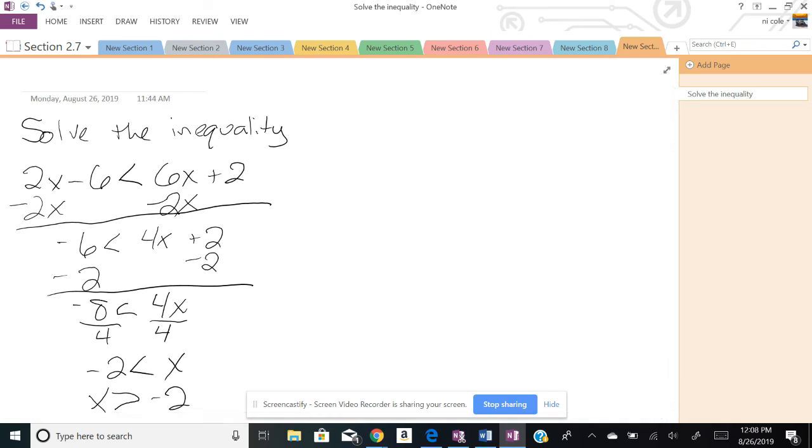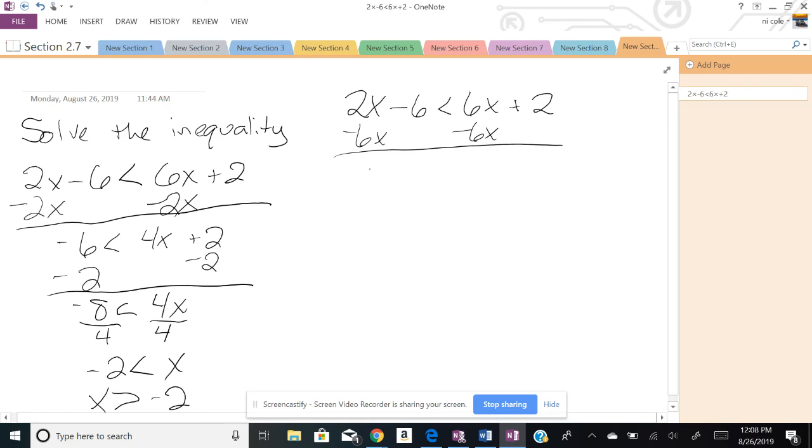Now let's do this equation another way, because some of you are going to want to do it like this. Because we've always had the x's on the left. So why wouldn't we keep the x's on the left? And let's do that. How do I get all the x's to the left? Well, I subtract 6x from both sides. And that gives me -4x minus 6 is less than 2. And then I'm going to add 6, add 6. So I have -4x is less than 8.